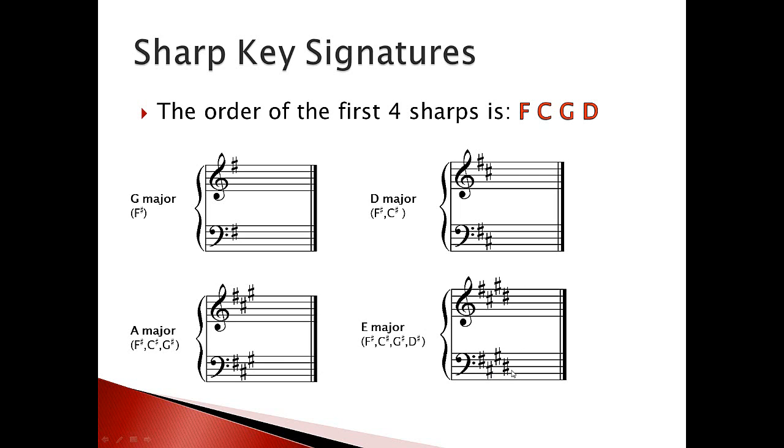Now sharps always go in this order, F, C, G, D. You can't have a key signature with just a D sharp in it. It's impossible. If there's one sharp, it's always F. If there's two sharps, it's always F and C. Three sharps, F, C, G. Four sharps, F, C, G, D. You don't have just an indiscriminate sharp. If it's one, it's only going to be F. If it's two, it's going to be F and C, etc. So that is the order of the sharps, F, C, G, D.